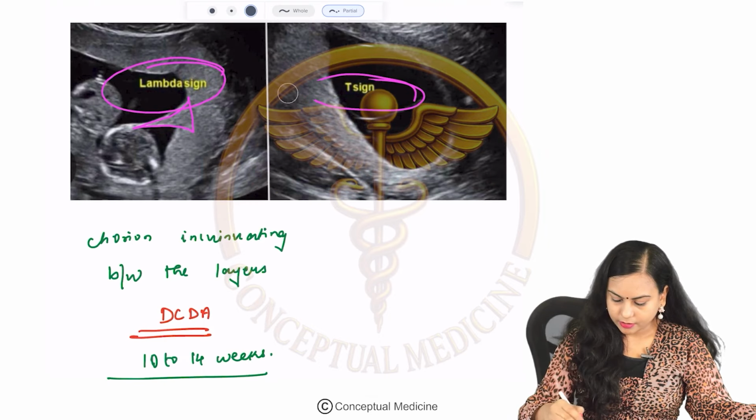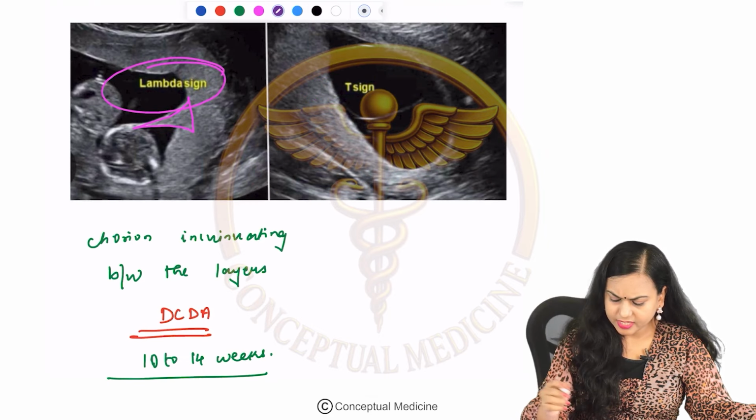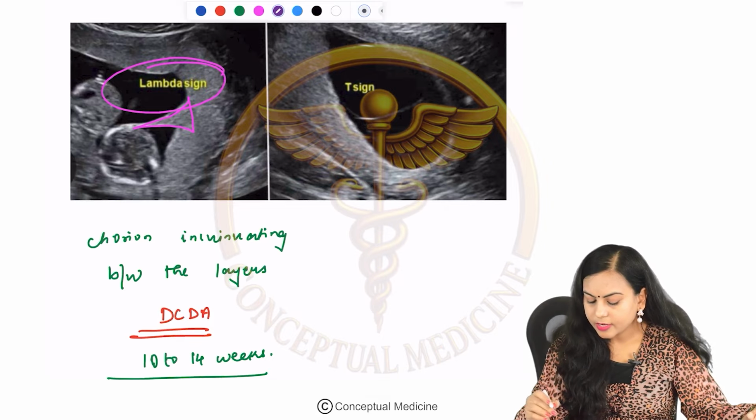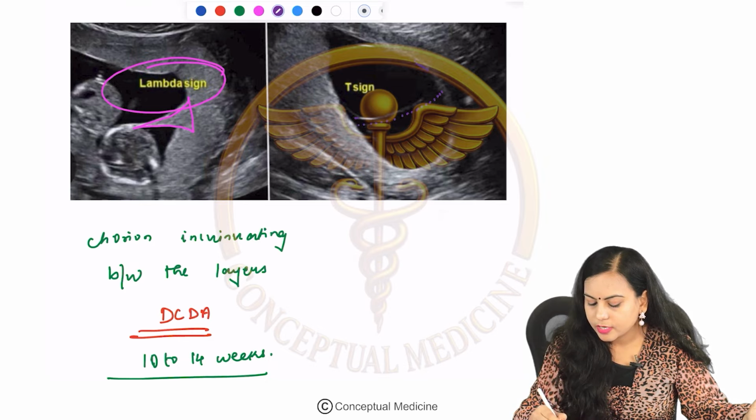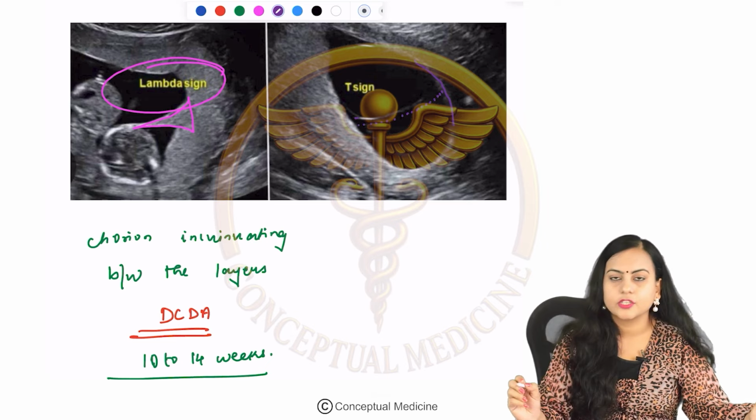And the next one is the T sign. Okay. So here, if you see the T sign, you are not able to visualize anything properly, but you are able to see one small membrane that is going here, and when you join it with this, you are getting a T shape, right?